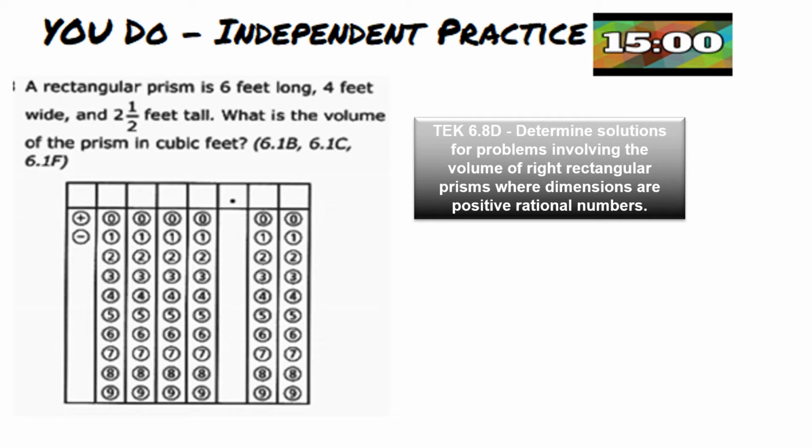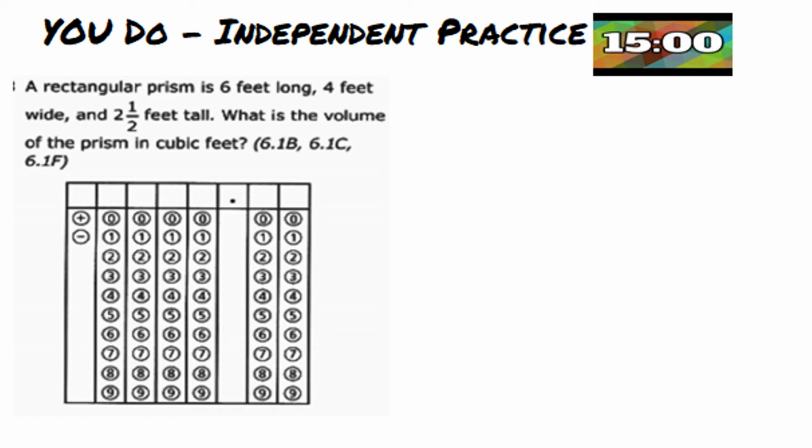Today we will be covering TEKS 6.8D: determine solutions for problems involving the volume of right rectangular prisms where dimensions are positive rational numbers. This is a you-do independent practice exercise. A rectangular prism is 6 feet long, 4 feet wide, and 2.5 feet tall. What is the volume of the prism in cubic feet?